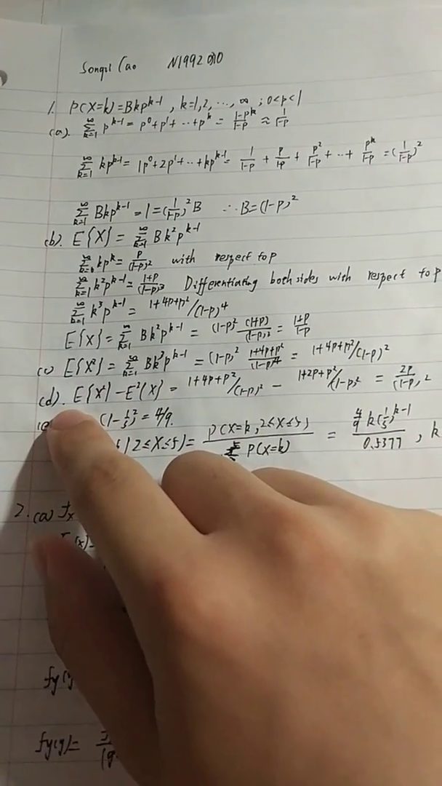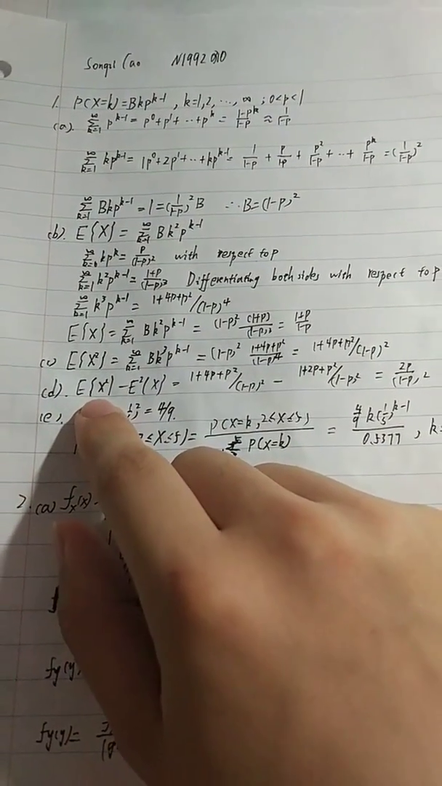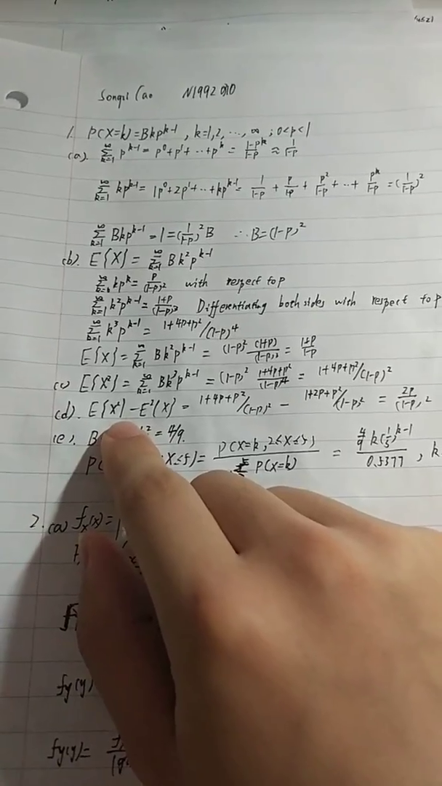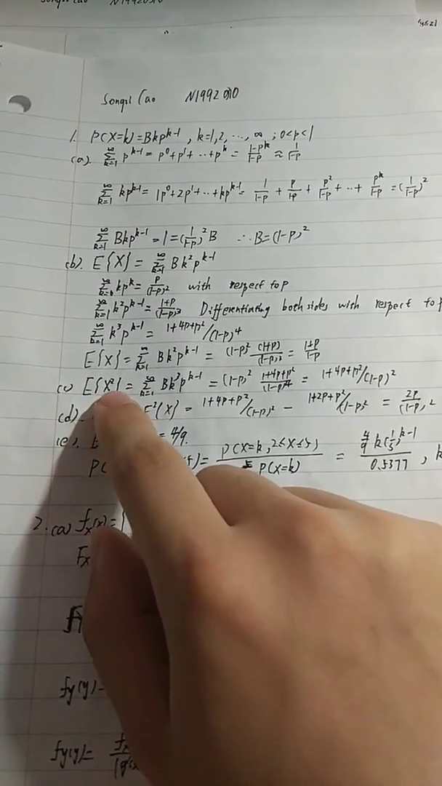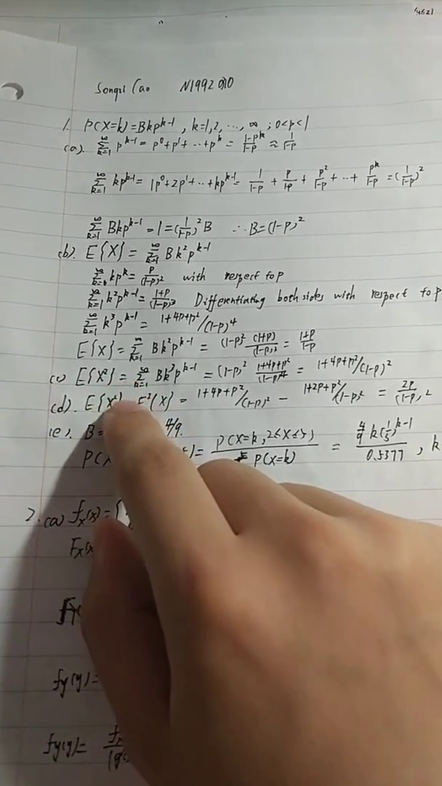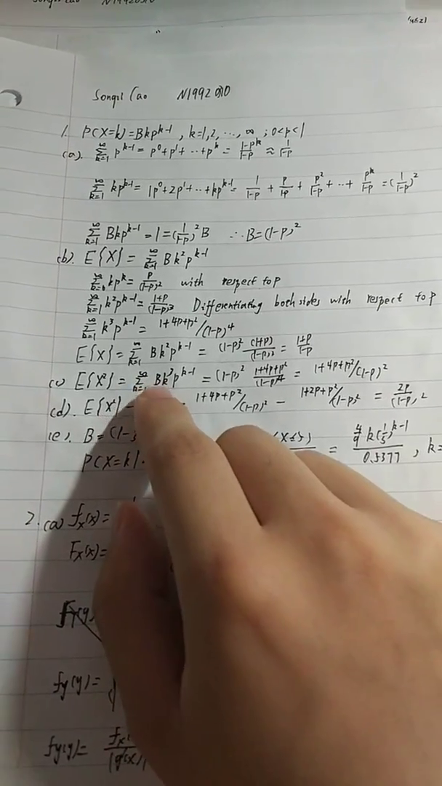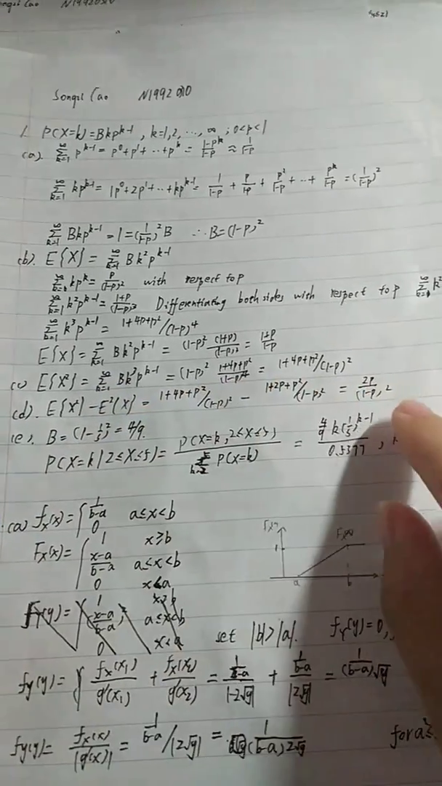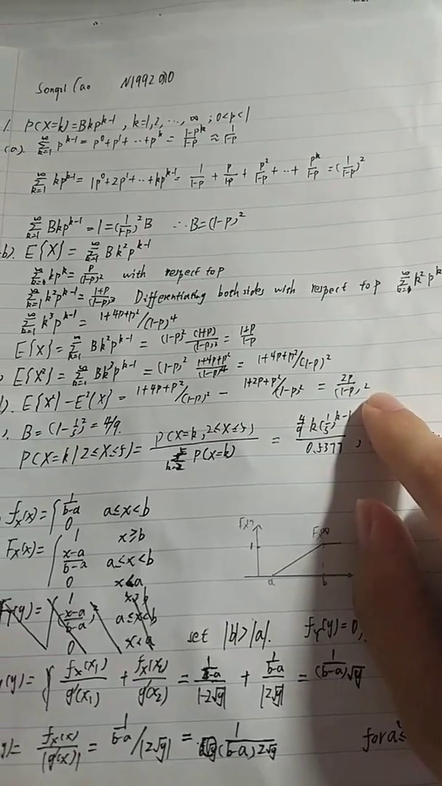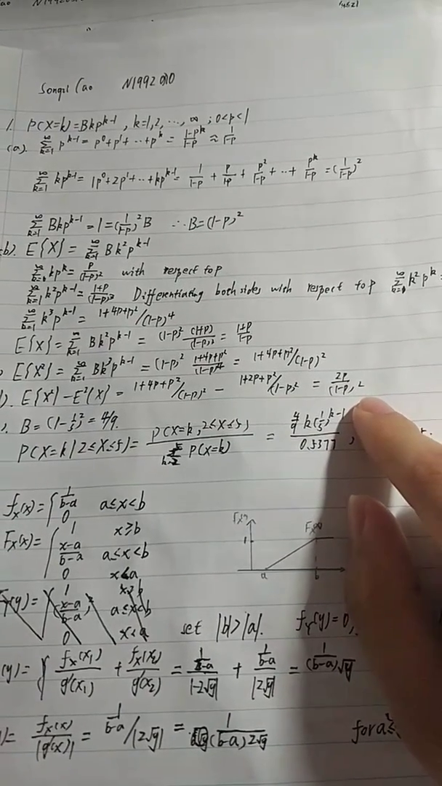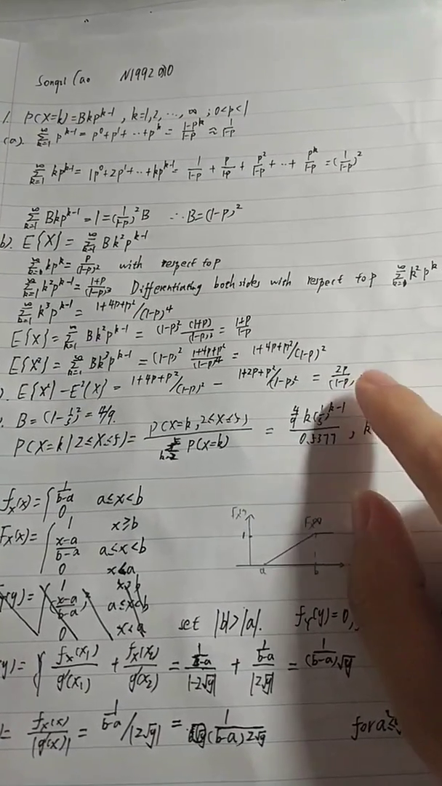And in part D, we can easily do it by using the result of C minus the square of the result of B. We can get the result is 2p over 1 minus p squared.